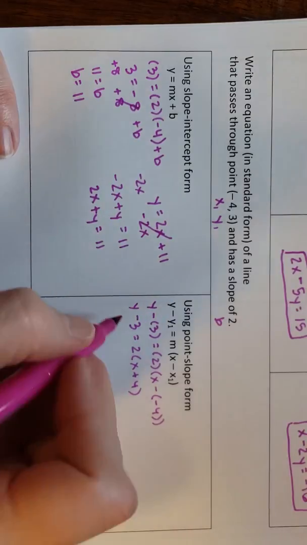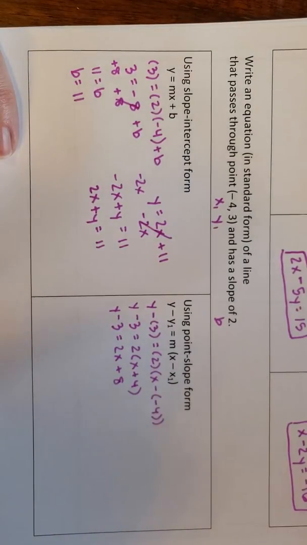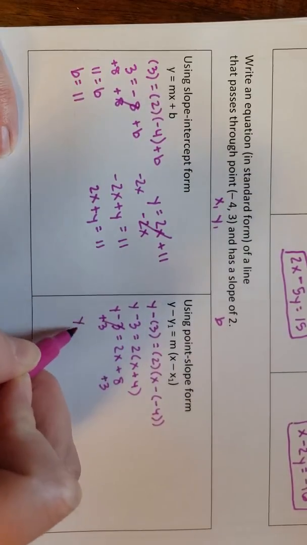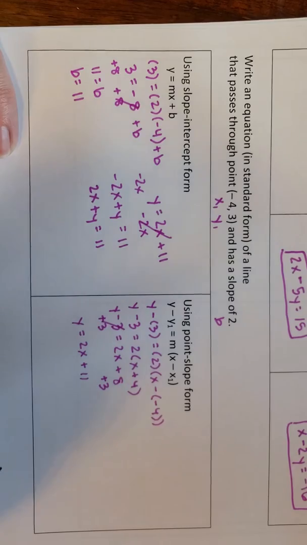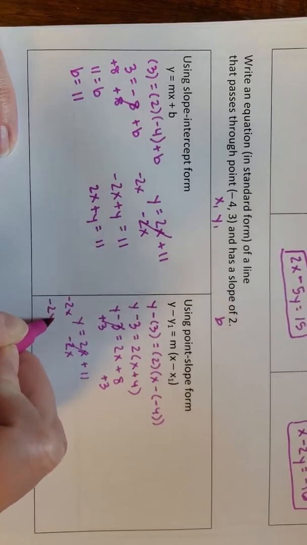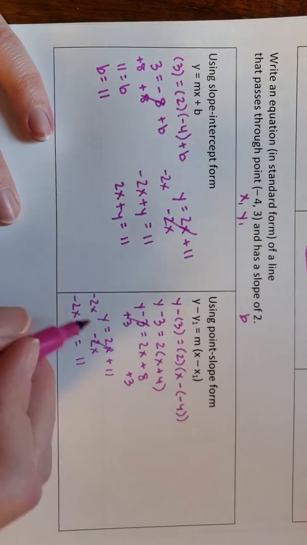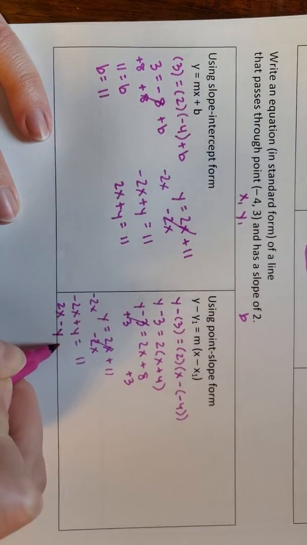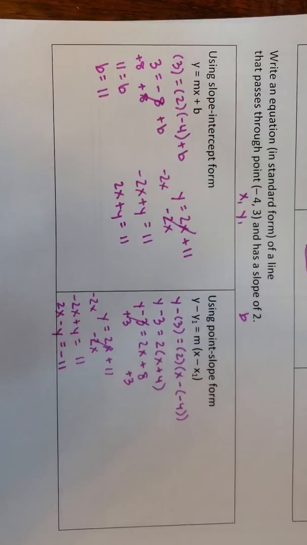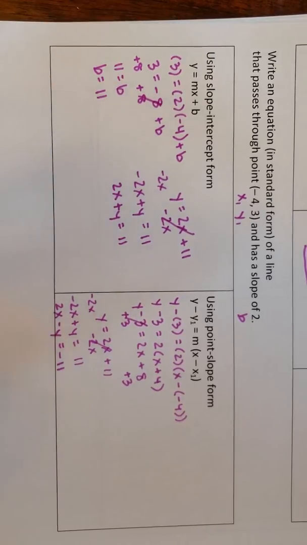Okay, and distributive property. So y minus 3 is 2x plus 8. And we want this in standard form. So add the 3. So y equals 2x plus 11. Bring the x's to the left. So -2x and y equals 11. And flip the signs, which is multiplying each side by a negative. And so we get 2x minus y equals -11.